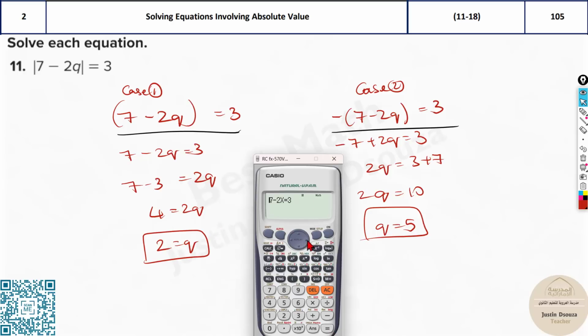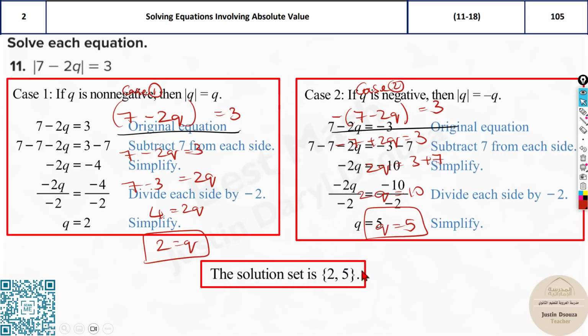Now, what about the next one? Here, you can just put the brackets and put the negative sign. Shift and solve, make it equal to 0. It's 5. So this is how easily we can solve this problem. You can see the answers are 2 and 5.